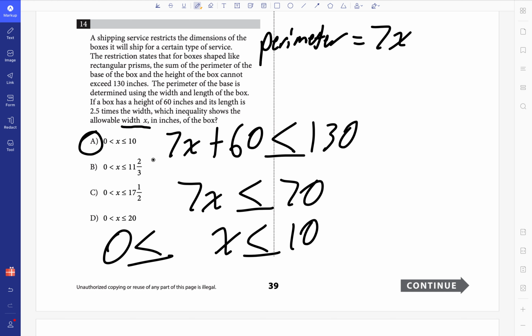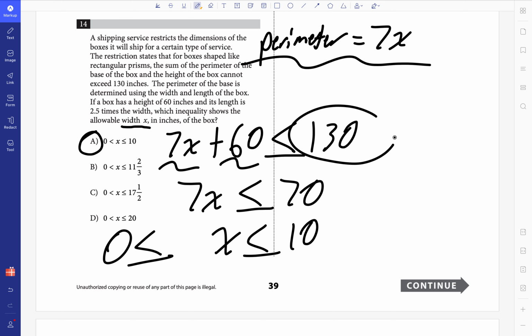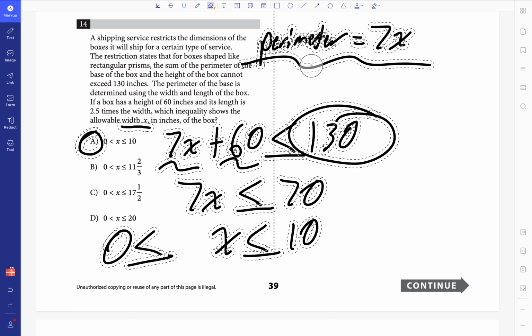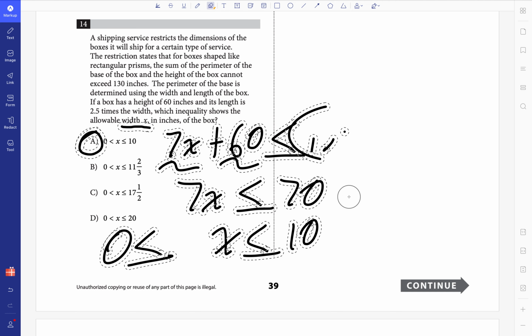So once we found the perimeter, we know that the perimeter plus the height cannot exceed 130 inches, and then we would just solve for x to find the proper width. So now let's just get rid of all that.